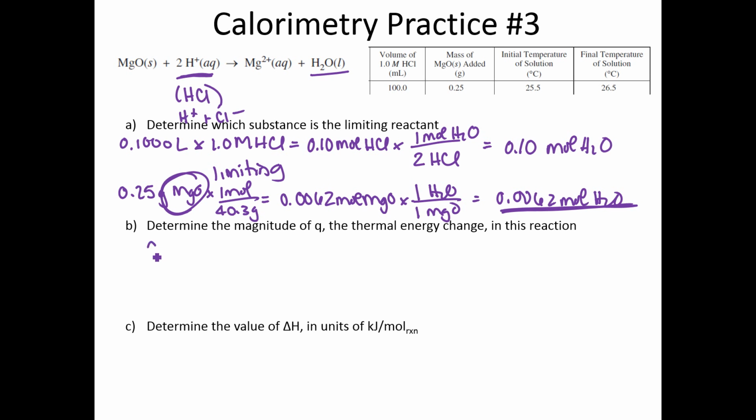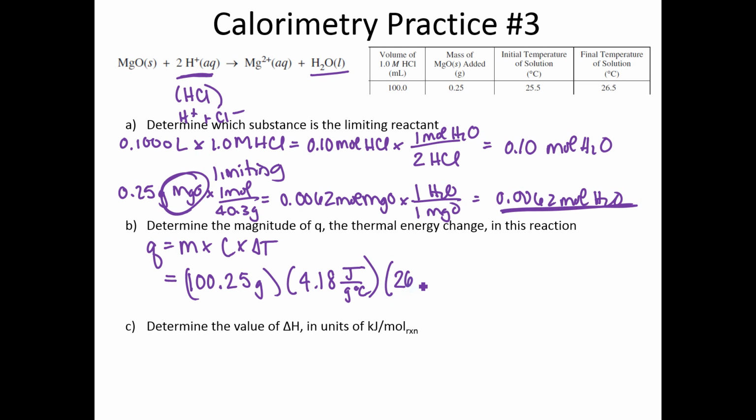Okay, so let's find the magnitude of Q. We're using mCΔT here. Again, in this reaction, I'm putting something in a solution and they're all mixing together, so I want to use my total mass. 100.25 is my total mass here. My specific heat, they told me to assume it was the same as that of water. And then my temperature change is 26.5 minus 25.5. Thinking about sig figs, this is only a 1.0 degree temperature change, so I only have 2 sig figs in my final answer here. So my final answer here is going to be 420 joules.